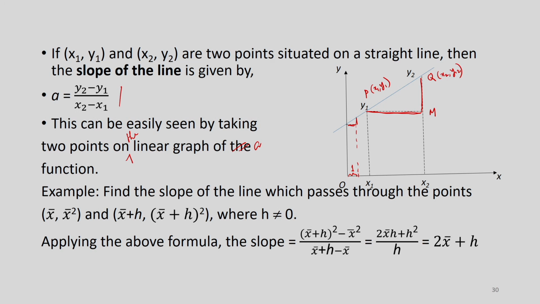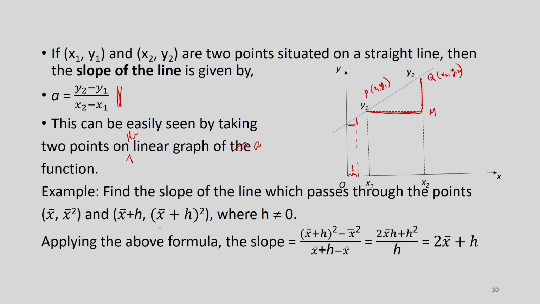So, here is another example. Find the slope of the line which passes through the points x bar, x bar square, and x bar plus h, x bar plus h whole square, where h is not equal to 0. So, we have to find the slope of a straight line which passes through these 2 points. So, we apply this formula, right. This formula is y2 minus y1.